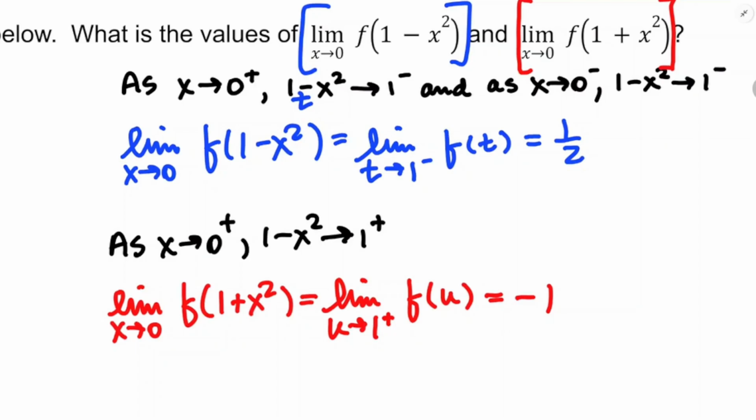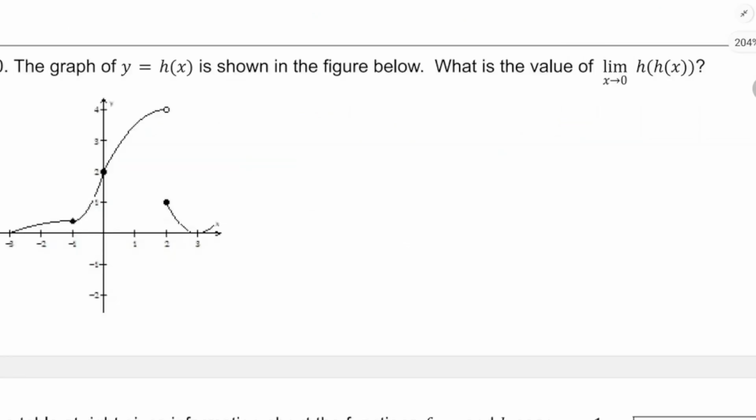As x approaches 0 from the positive side, this 1 plus x squared is approaching 1 from the positive side. And I was saying, okay, well, just let u be the stand-in for that 1 plus x squared. Really, it's a function. And then also I'm going to point out as x approaches 0 from the negative side, 1 plus x squared is going to approach 1 from the positive side as well, because I'm still adding the square of a small number, which is going to be positive. Okay, I think I've said enough about this one. Let's move on.